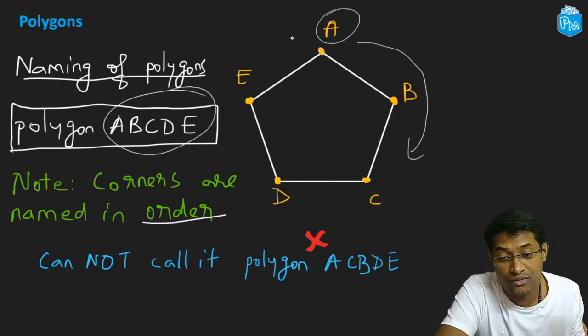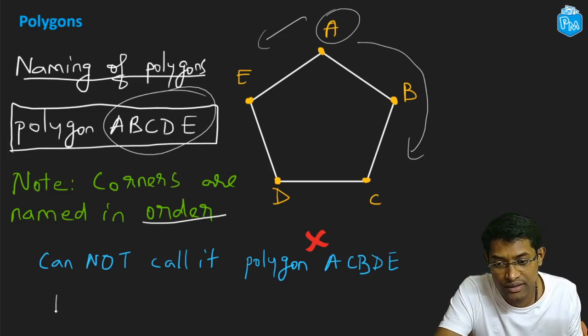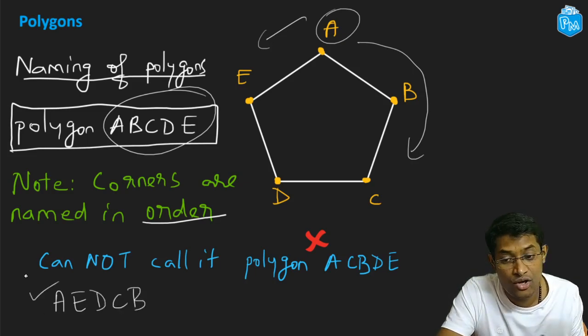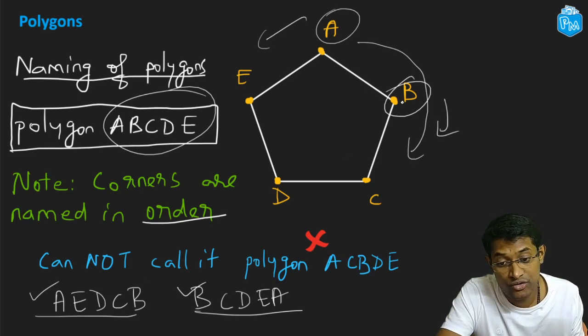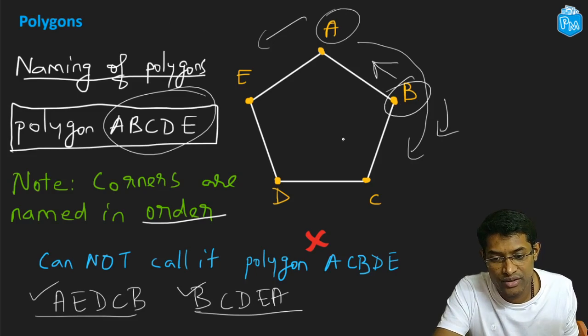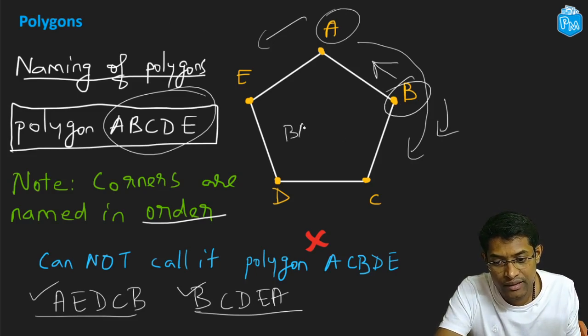Another way is I could go this direction. So then the same polygon could be called polygon A, E, D, C, B. That is also correct. Or you can start at point B. If you start at point B and go in this direction, you can call this polygon B, C, D, E, A. This is also correct. Or you could start at B and go in this direction. In that case, it would be called polygon B, A, E, D, C, right?